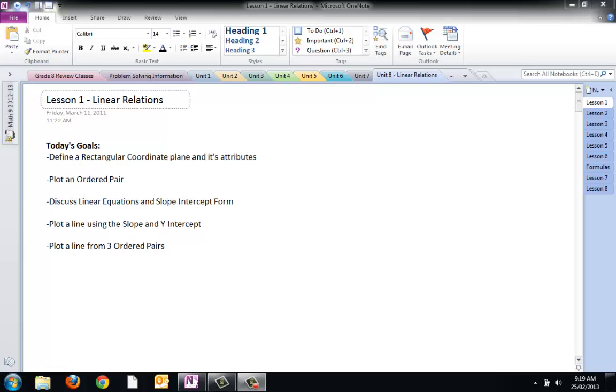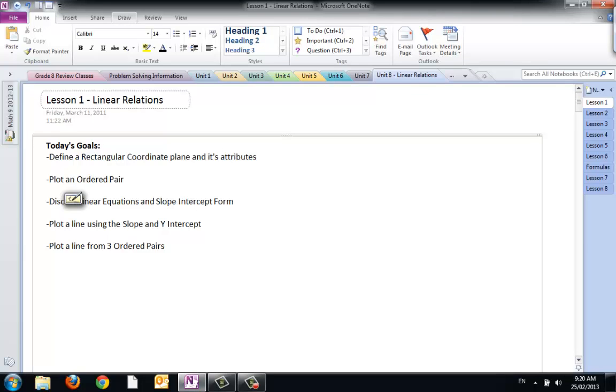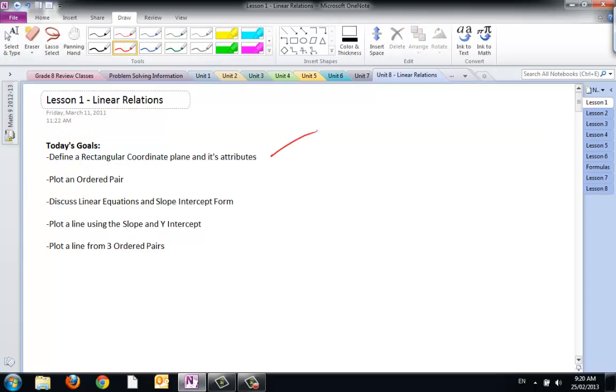Okay, so today this is lesson one of our new unit. The new unit is on linear relations, which basically means plotting lines on graphs, but we'll see that as we go along. We've got 5 things I want to look at today. One, I want to take a look at what a rectangular coordinate plane is. That's this guy. I want to plot an ordered pair. This will feel very familiar to you from science class. I want to talk about linear equations and the slope-intercept form. I want to plot a line using slope and y-intercept, and I also want to plot a line from 3 ordered pairs. So let's get going.